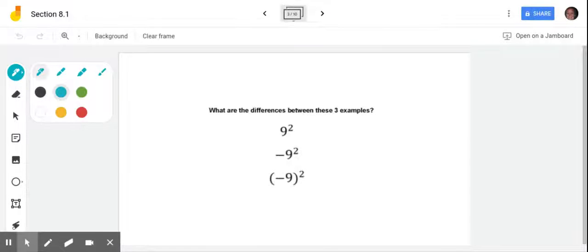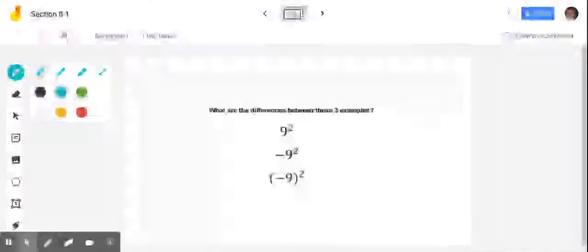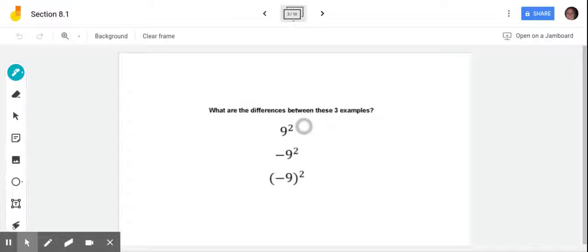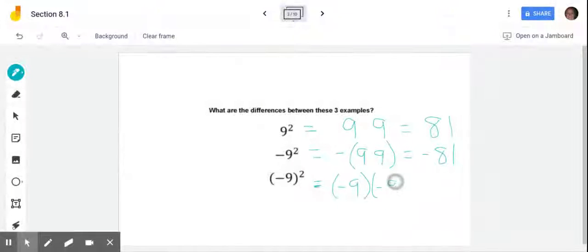Well, anytime you square something or raise it to a power of 2, it means you're multiplying something by itself. So here what I really have is 9 times 9, which is 81. Now here, I'm not saying that I have negative 9 times negative 9. What I'm saying is I have the opposite of 9 times 9, which is negative 81. Here, I am saying that I have negative 9 times negative 9, which is positive 81.